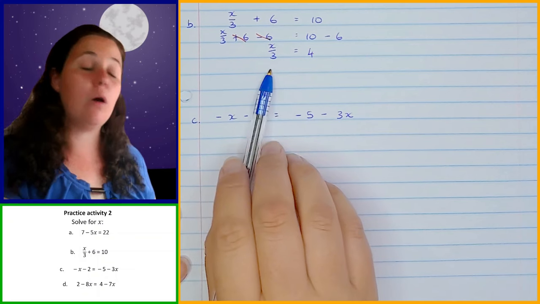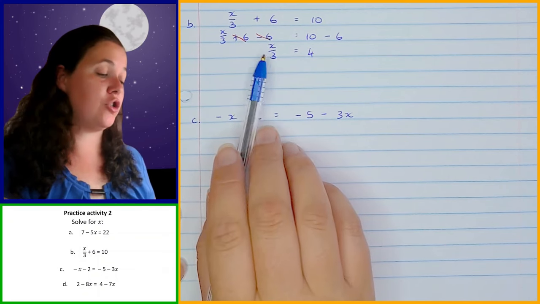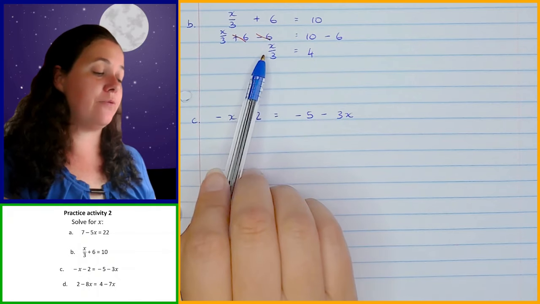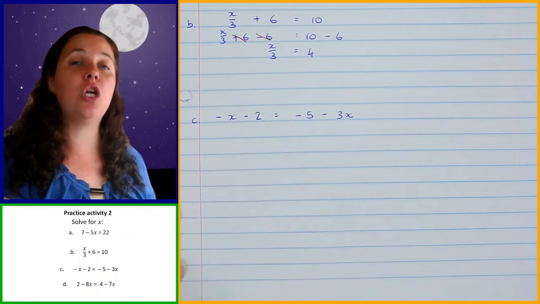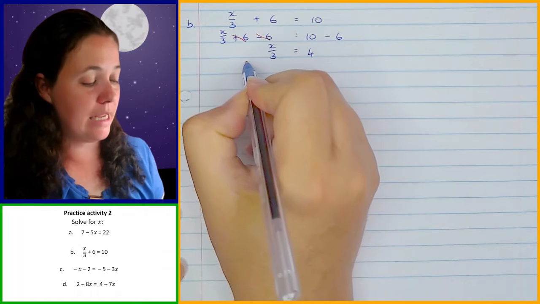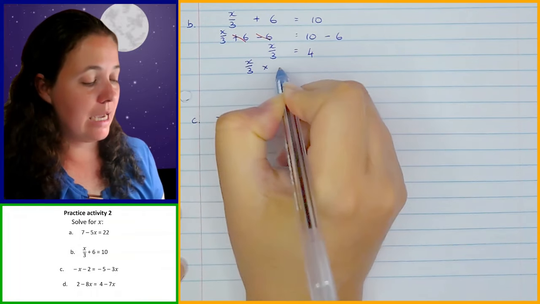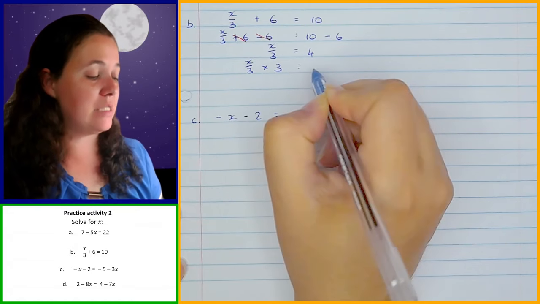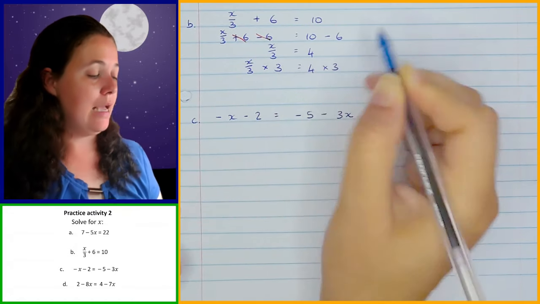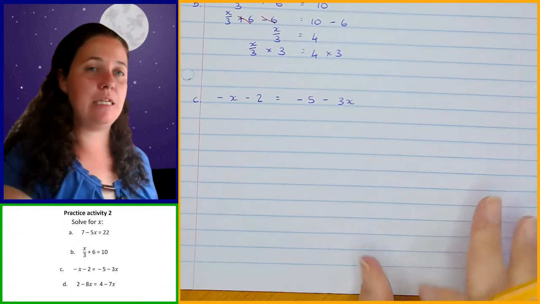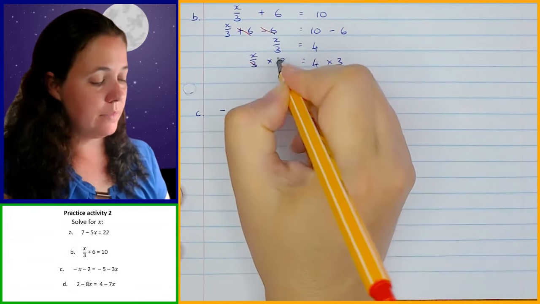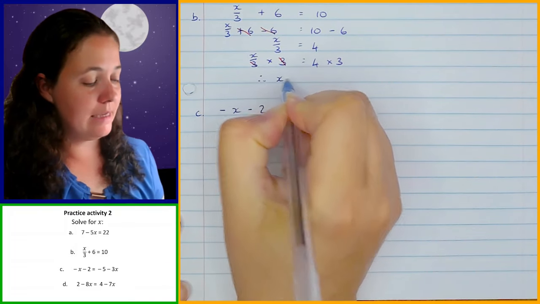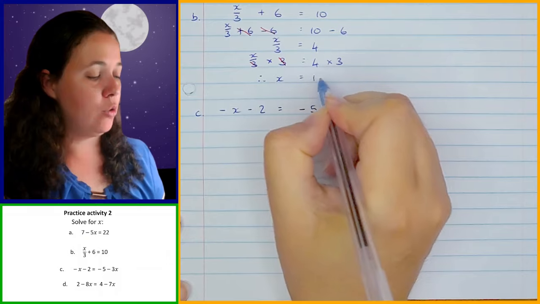Okay, now I need to get the x on its own. So to do that, I've got x divided by 3. Remember, fraction means division. So x divided by 3, I need to do the inverse of division, which is multiplication. So x over 3 times 3. That will cancel out the 3s. And then I have to do the same thing on the other side. So 4 times 3. And then that is going to cancel out, like I said, over here, leaving me with just x. So therefore, x is equal to 4 times 3, which is 12.